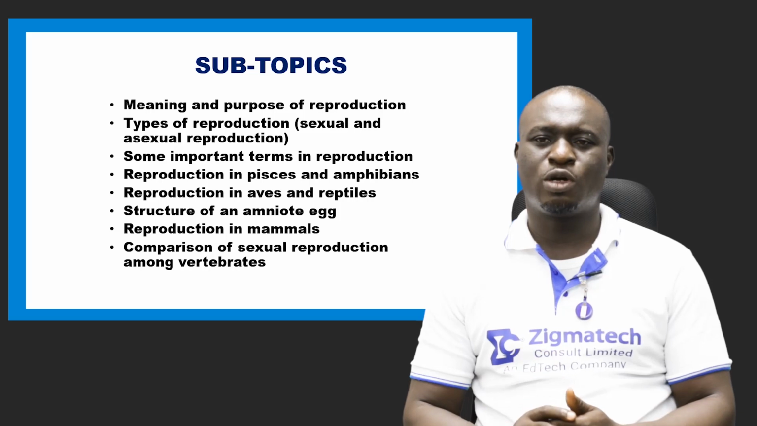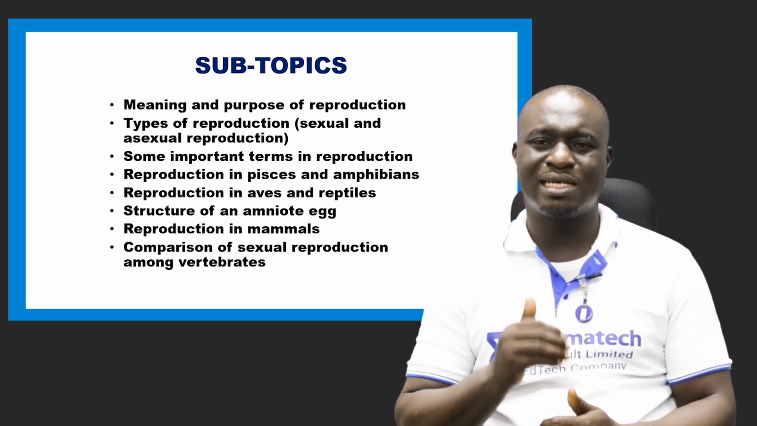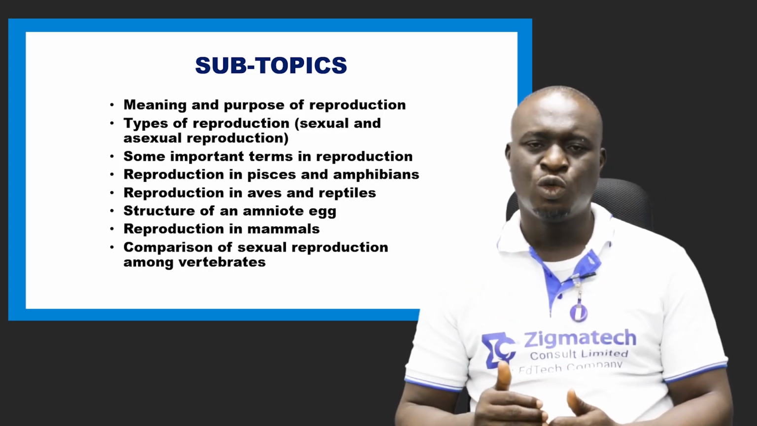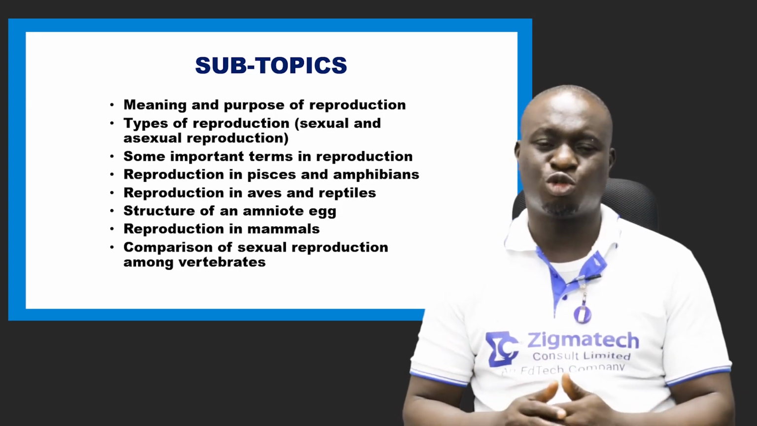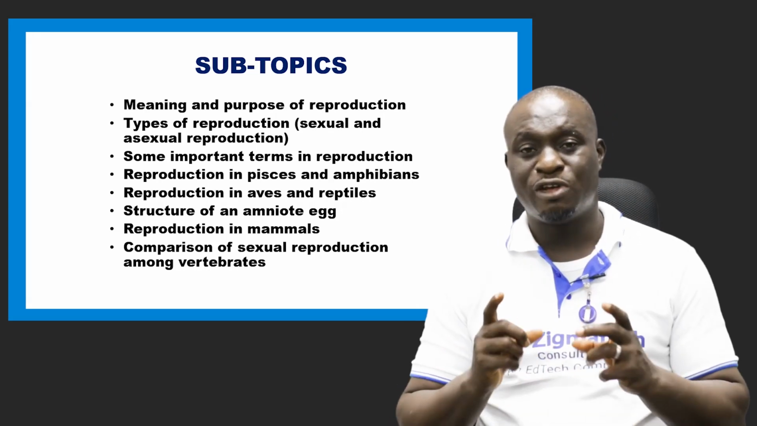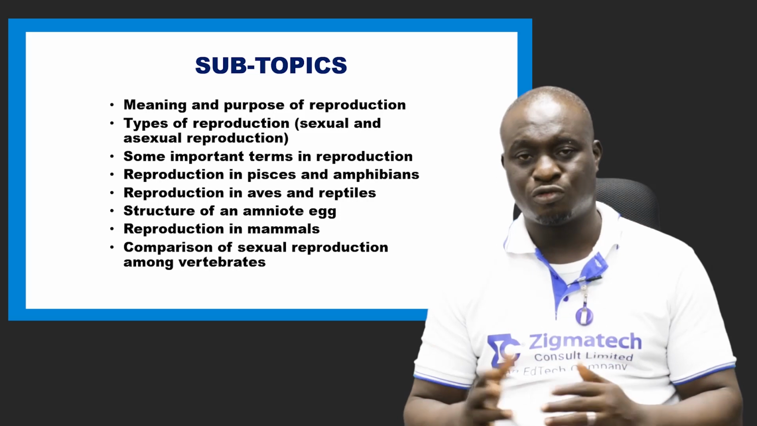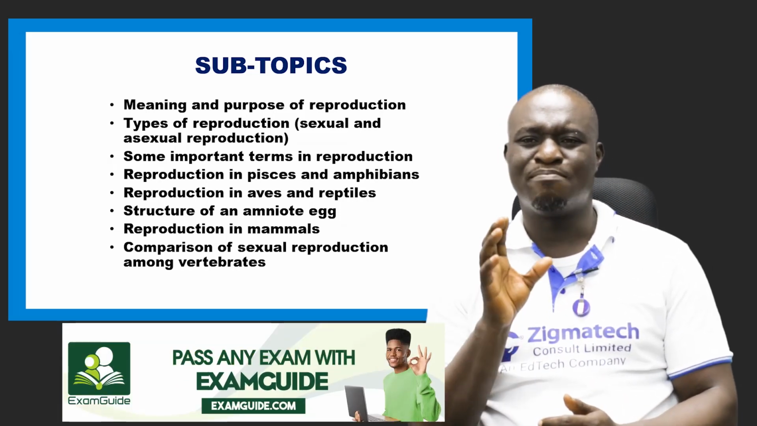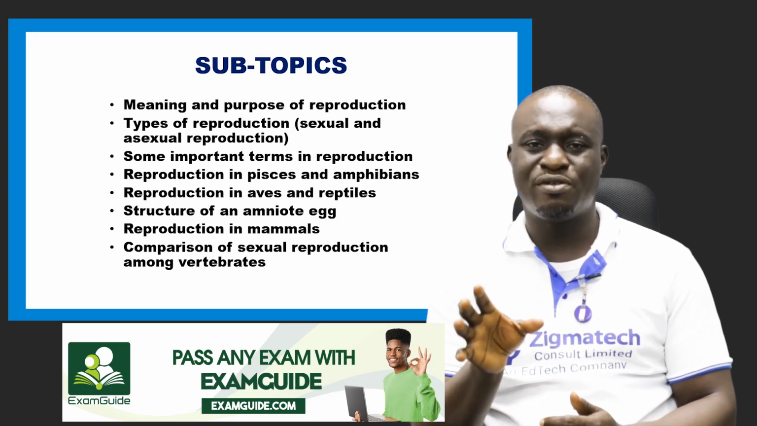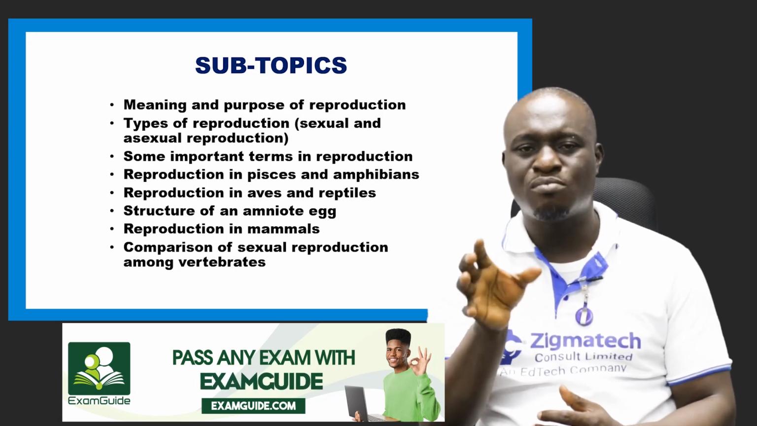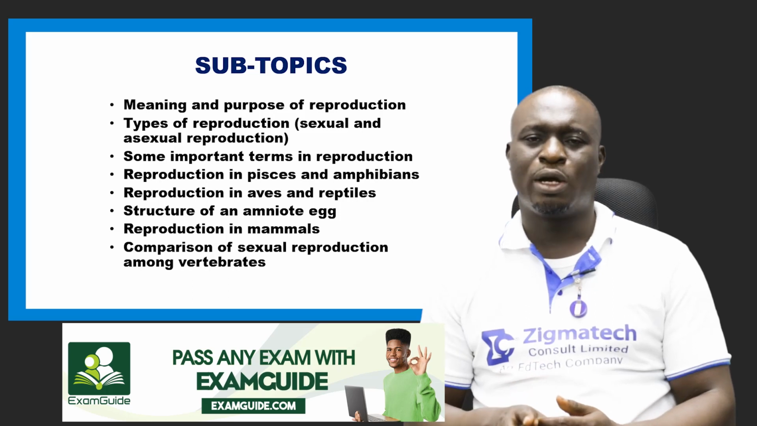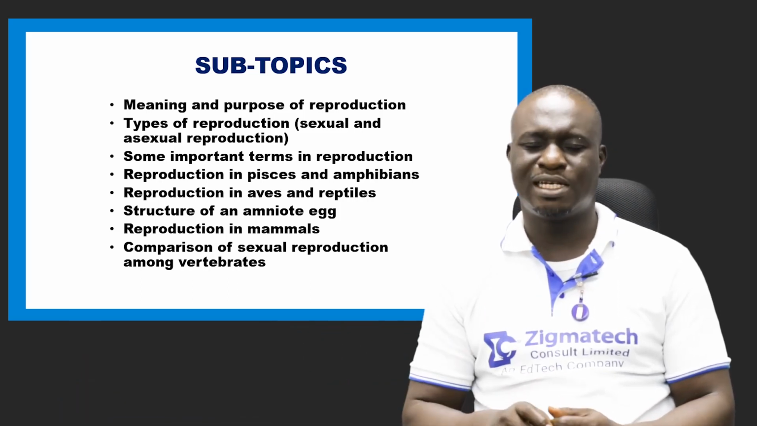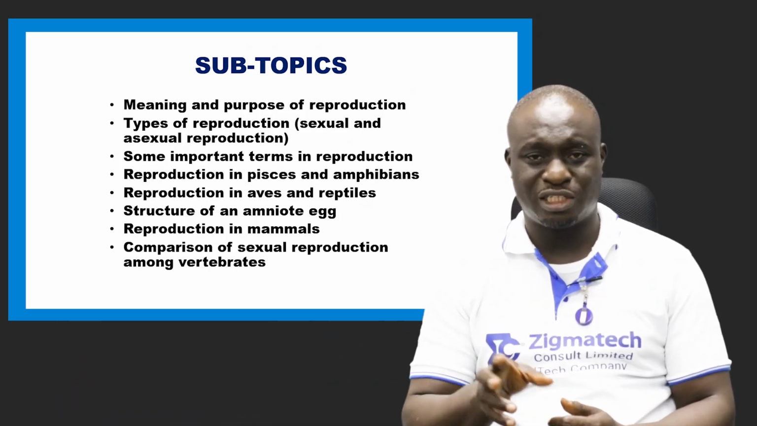The number 2 subtopic we're going to cover in this topic is the types of reproduction, which has to do with sexual and asexual reproduction. We're just going to briefly run through it as a summary because we've talked about it before. We're also going to be looking at important terms. These are the areas I would want you to pay more attention to. We're going to be talking about some important terms in reproduction in vertebrates.